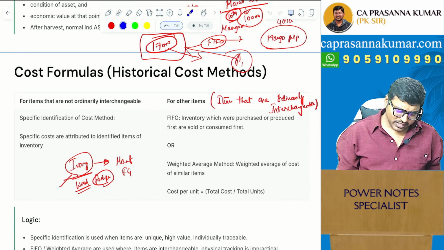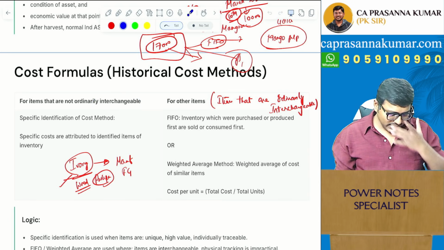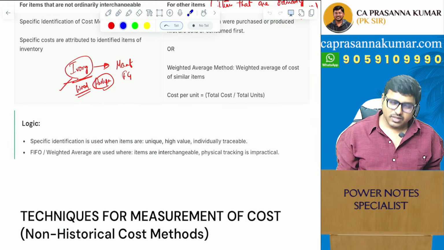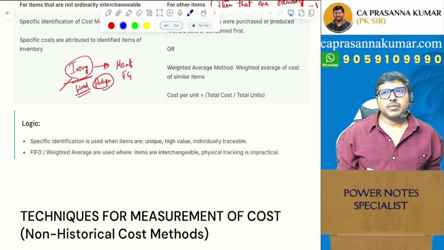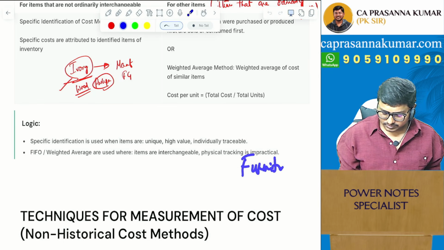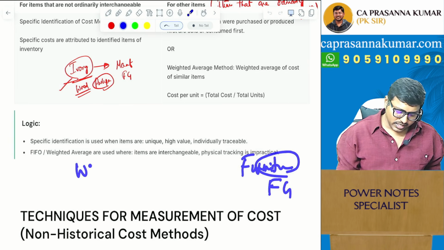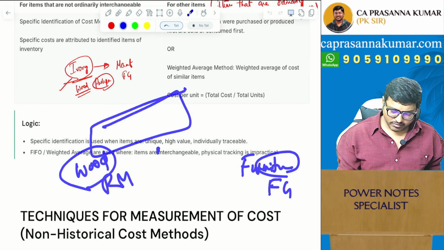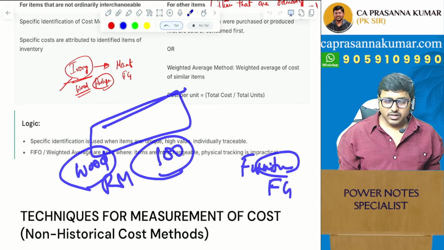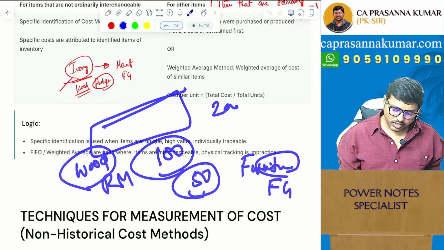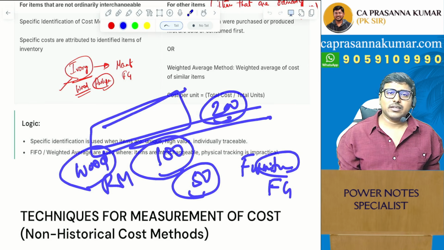So what do you mean by interchangeable? Interchangeable means, for example, let's say, what raw material example can we take? Yeah, wood. Suppose I'm making furniture. Furniture is my finished good. Let's say wood is the raw material. I've bought 100 wooden logs today. Day before yesterday, I bought 50 wooden logs. Today, I've bought another 200 wooden logs. All the wooden logs are exactly the same.